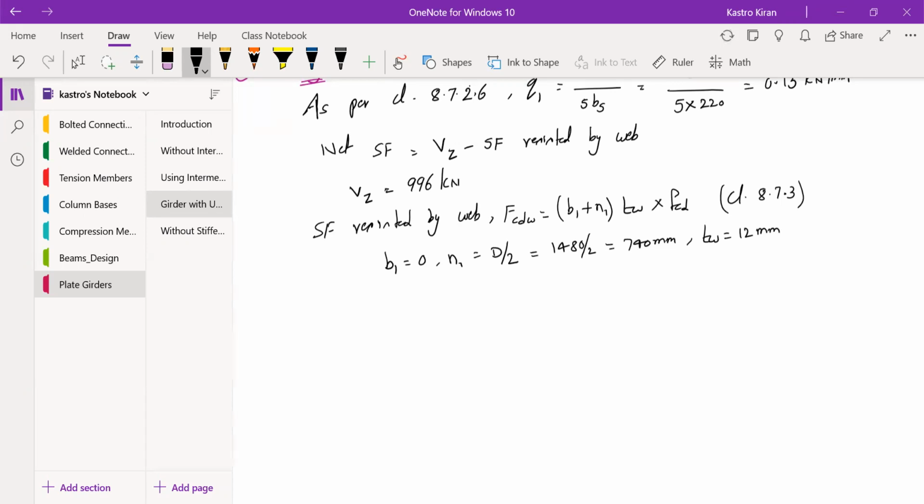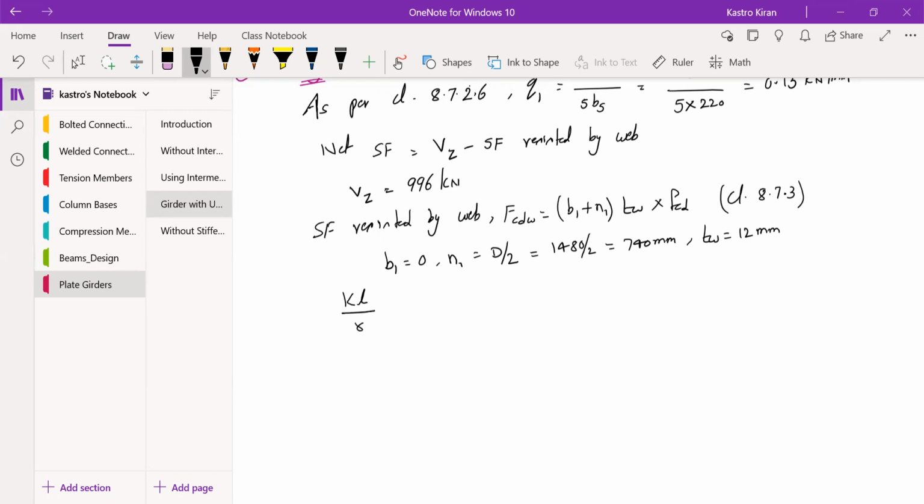So now you have to find out the value of FCD. In order to find out the value of FCD, you need to know the KL by R value. Now let's find out that one. So how do you find out this thing? This can be done in the simplest possible way. I said you have to find out the slenderness ratio, that is KL by R.